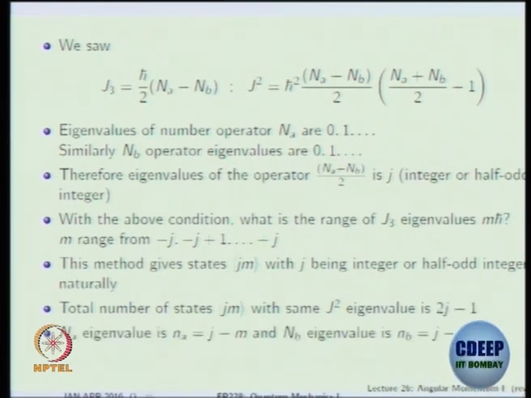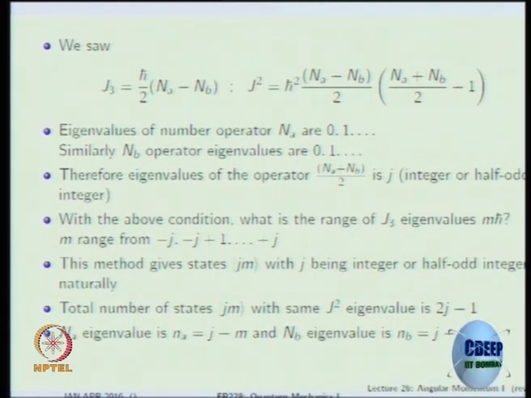You can also rewrite the eigenvalue of Na in terms of j and m. We will see why we want to do this. Given Na plus Nb by 2 is j, Na minus Nb by 2 is m. You can write the eigenvalue of the number operator Na as j plus m, and similarly the eigenvalue of the number operator Nb is j minus m. Will this always be an integer? Yes or no?